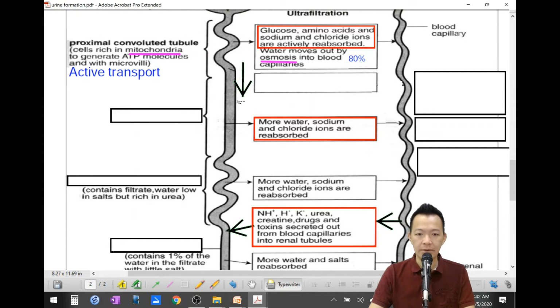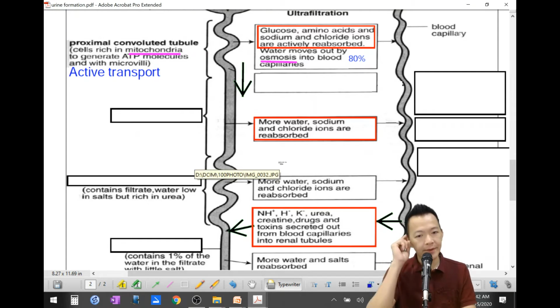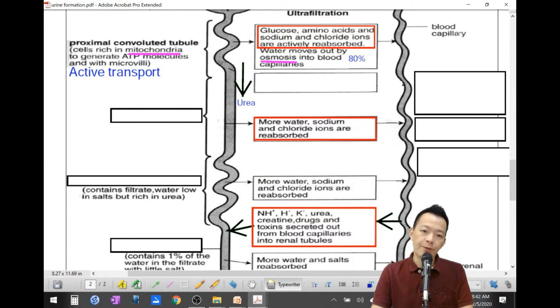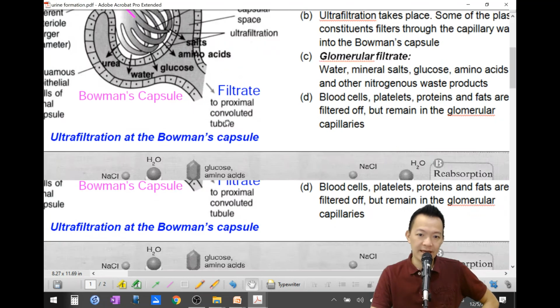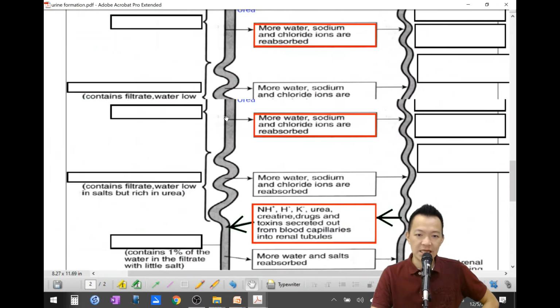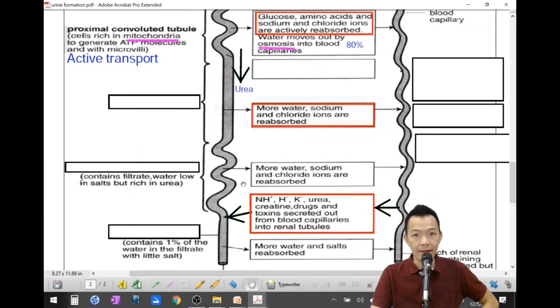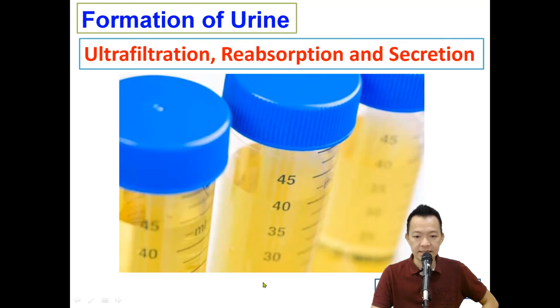Finally, I prefer these ones. Okay, urea. So urea will continue to flow inside the renal tubule and not go to the blood capillary. Is it okay? Okay. Next. So where are you now? You may turn back to page number 24. Turn back to pages 23 and 24, and you can make yourself clearer.